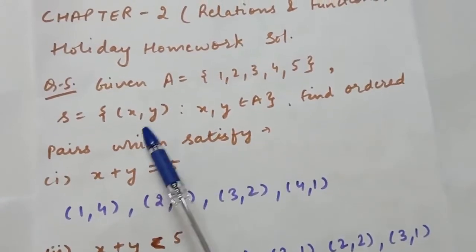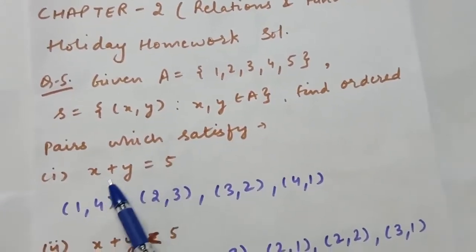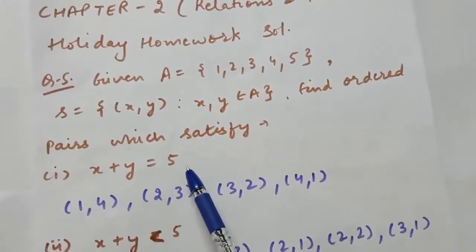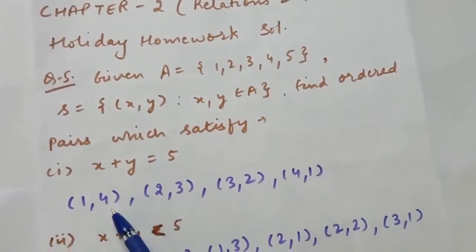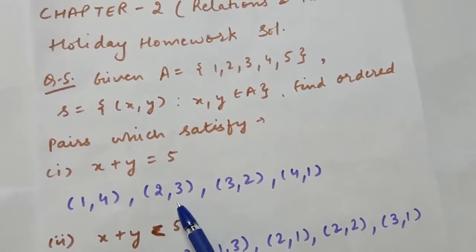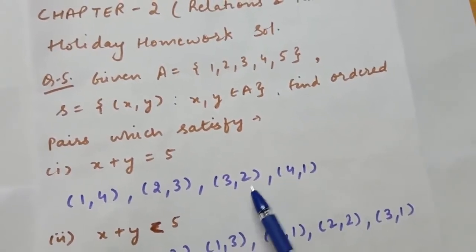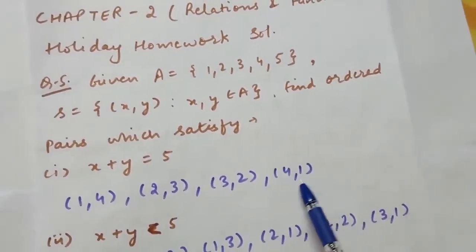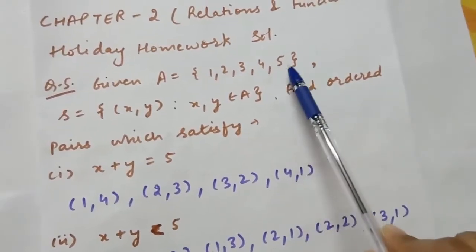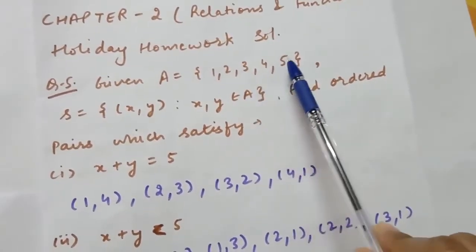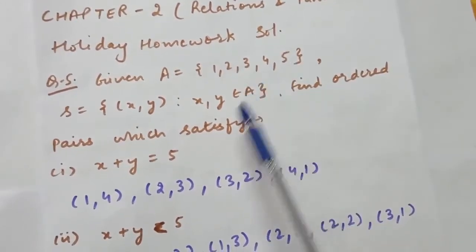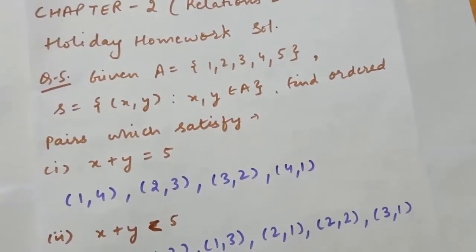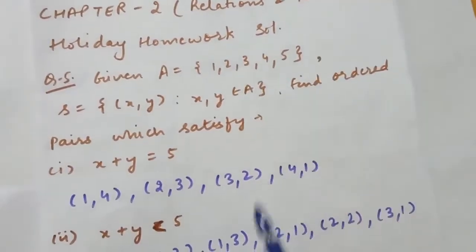We have to find the ordered pairs such that x plus y is equal to 5. So (1, 4) will come because 1 plus 4 is 5. Similarly, (2, 3), (3, 2), (4, 1), right? With 5, nothing will come because when you add anything to 5, it will not be equal to 5, because 0 is not in this set, right?